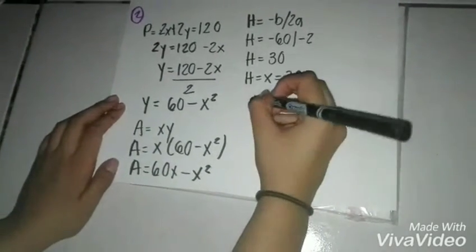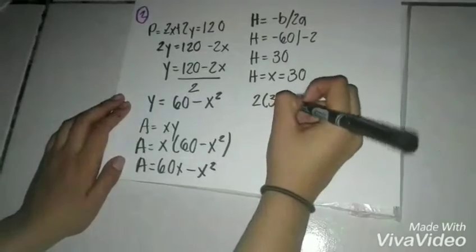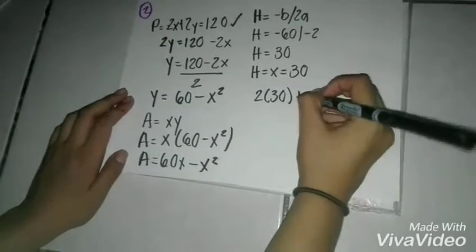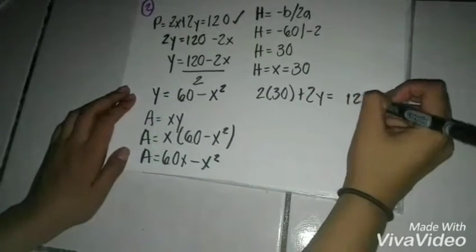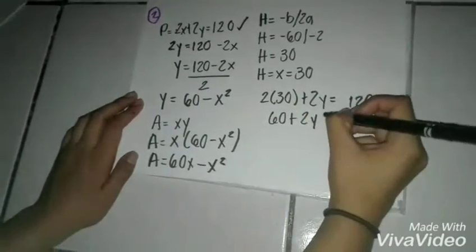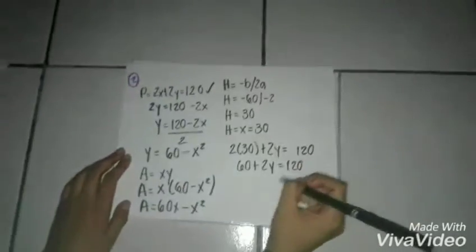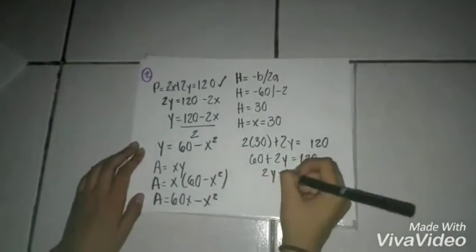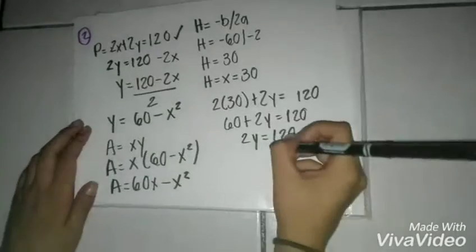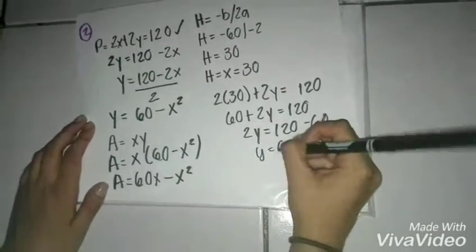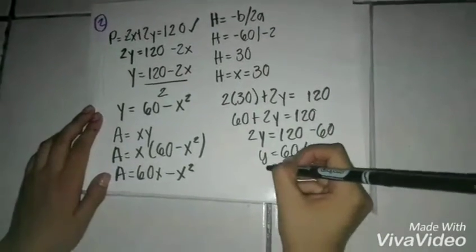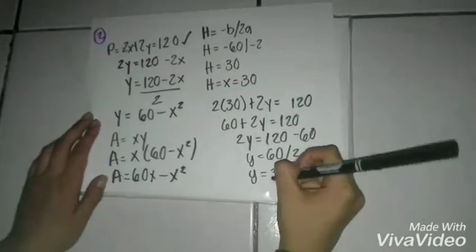And then we're going to substitute the values in the first equation that we used before. So 60 plus 2y is equal to 120. 2y is equal to 120 minus 60. So y is equal to 60 over 2, and the answer is y is equal to 30.